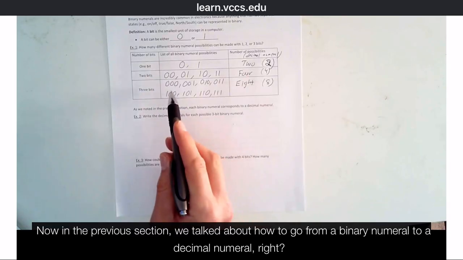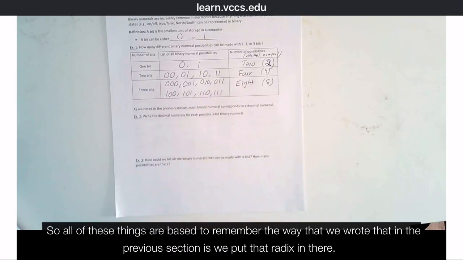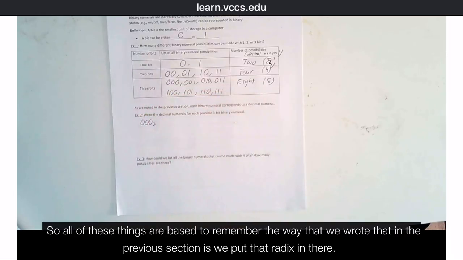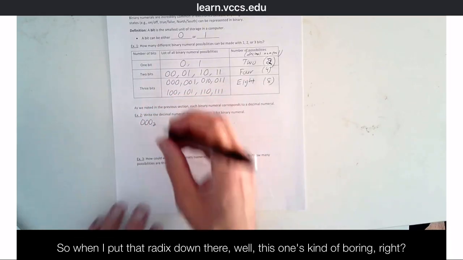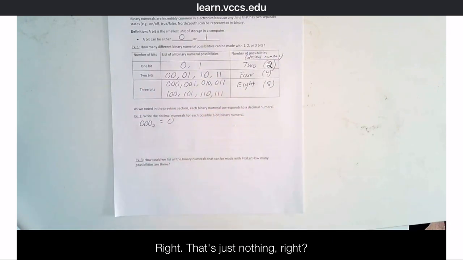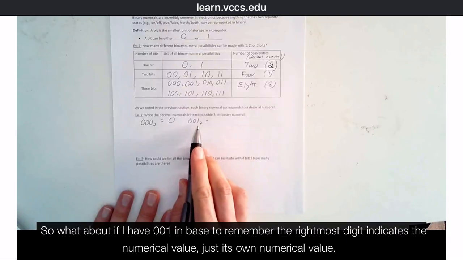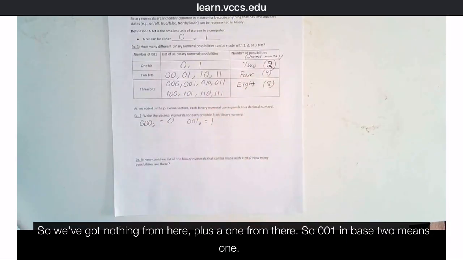Now, in the previous section, we talked about how to go from a binary numeral to a decimal numeral, right? So all of these things are base 2. Remember, the way that we wrote that in the previous section is we put that radix in there. So when I put that radix down there, well, this one's kind of boring, right? If each one of those is 0, I don't really have to think about doing the base expansion, right? That's just nothing. So what about if I have 0, 0, 1 in base 2? Remember, the rightmost digit indicates just its own numerical value. So we got nothing from here plus a 1 from there. So 0, 0, 1 in base 2 means 1.